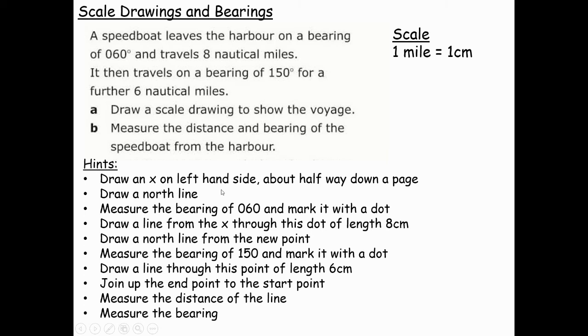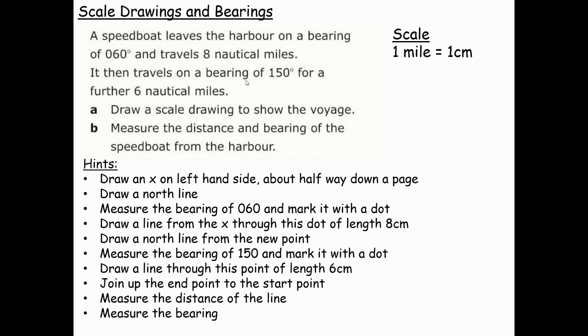So that is when you get your protractor and you put the cross on the X, have it pointing straight up, put a little mark where 60 is, like we did in the previous examples. Draw a line through it, but make sure this line is 8 centimetres, because that means they've gone in the right direction for 8 nautical miles.